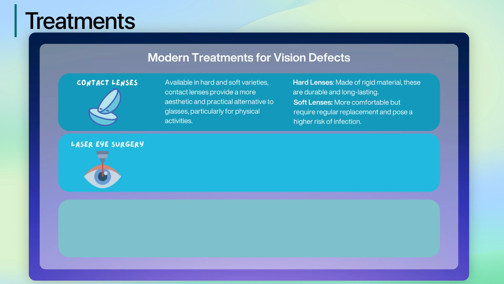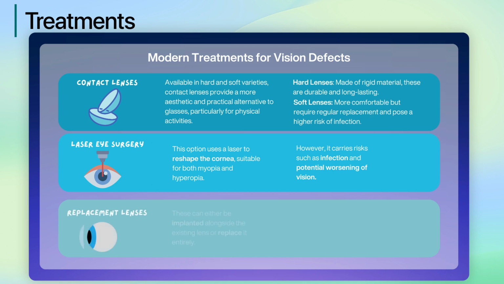Laser eye surgery uses a laser to reshape the cornea, suitable for both myopia and hyperopia. However, it carries risks such as infection and potential worsening of vision. Replacement lenses can either be implanted alongside the existing lens or replace it entirely. This option is often considered for individuals with severe vision problems or cataracts.